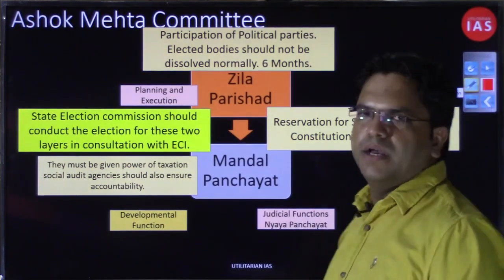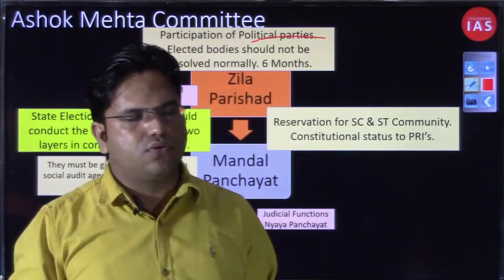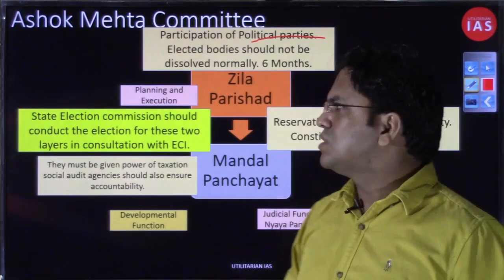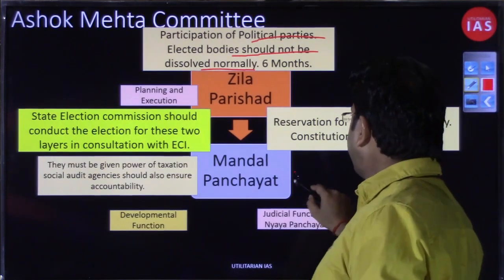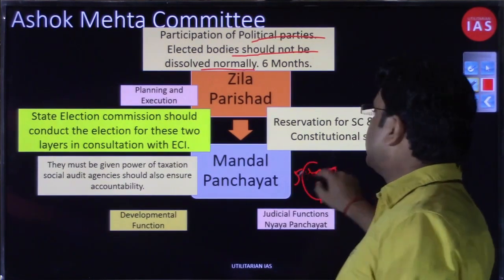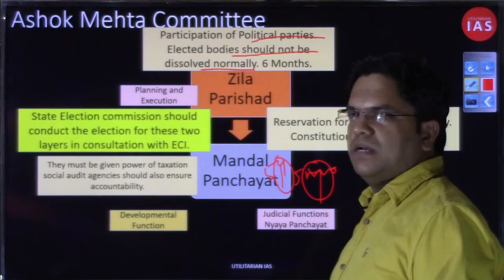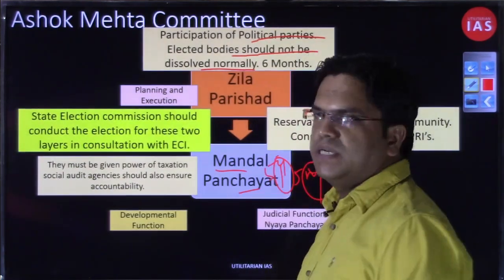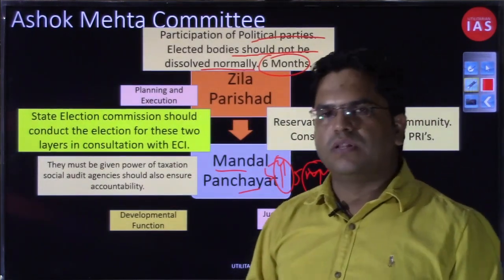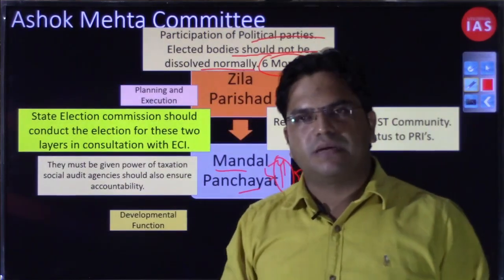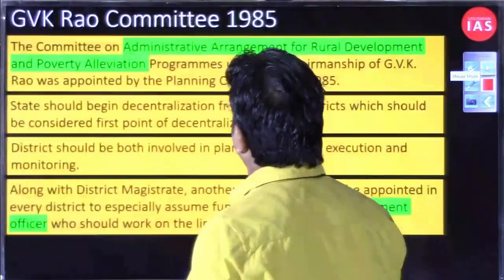Then it talked about the participation of political parties, which it is going to allow, although many states are not going to be very enthused by this suggestion. Elected bodies should not be dissolved normally. Once elected, it will remain for 5 years, unless there are compelling circumstances. And if the state dissolves any elected council, any elected Mandal Panchayat or Jila Parishad, then it must conduct a fresh election within 6 months. So these were all the recommendations of the Ashok Mehta committee that was established by the Janata government in 1977. I hope you will have clarity on the Ashok Mehta committee.